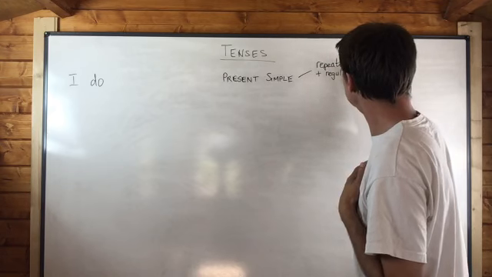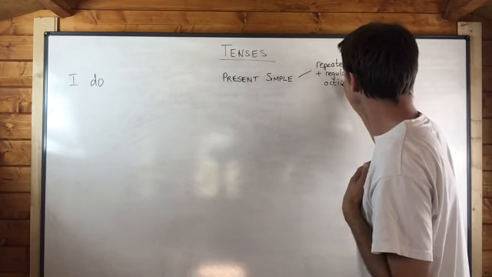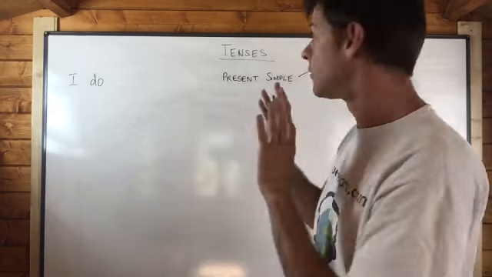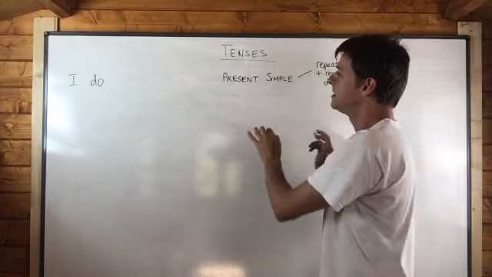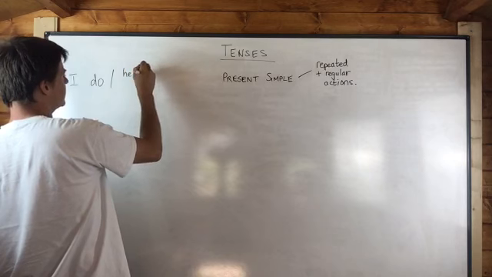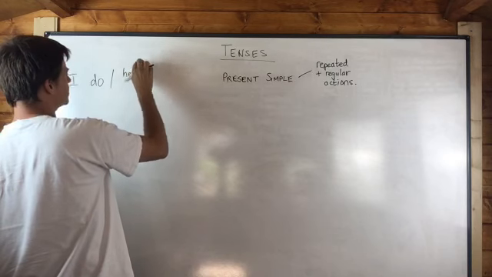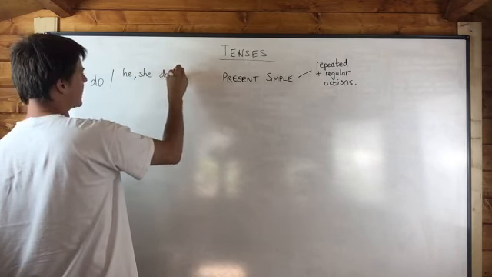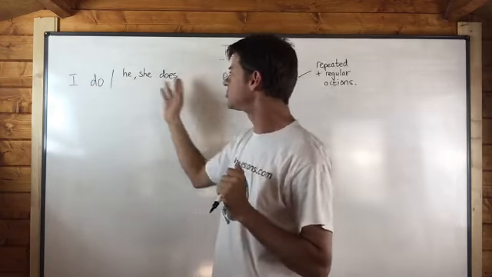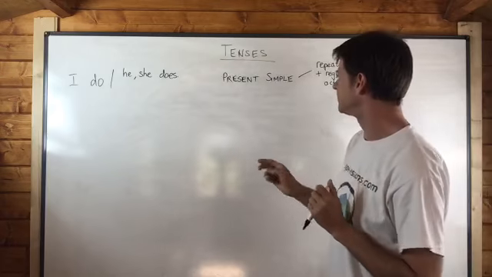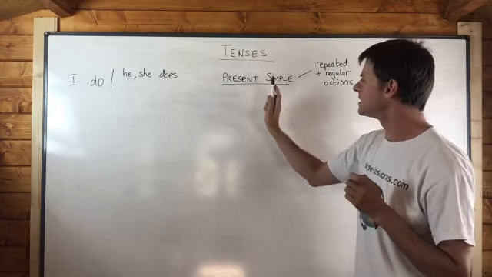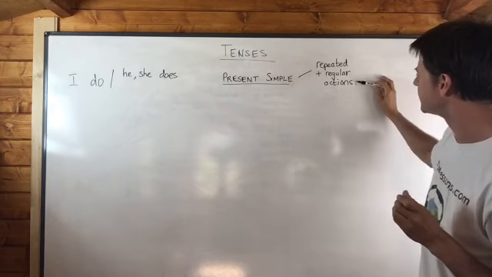However, I'm going to give you some more information about this because it's not only repeated and regular actions, but that does define a lot of the use of present simple. It will be I do, and by the way, for he and she, it would be he or she does. He or she does. Don't forget that, that's still present simple. And of course, I play, he or she plays. They would still be present simple as well. And so, generally speaking, we say that we use present simple for regular or repeated actions.